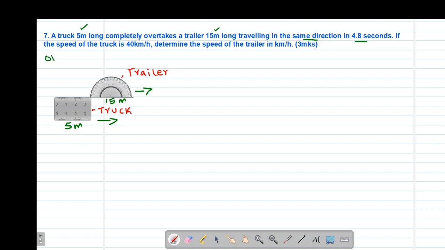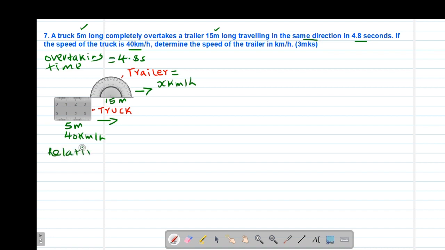So we are given the overtaking time to be 4.8 seconds. Then you are told the speed of the truck is 40 kilometers per hour. Determine the speed of the trailer in kilometers per hour. So I'm going to let the speed of the trailer be x kilometers per hour, because I'm not given that speed. Remember that relative speed can be given by, so I'm going to find the relative speed.